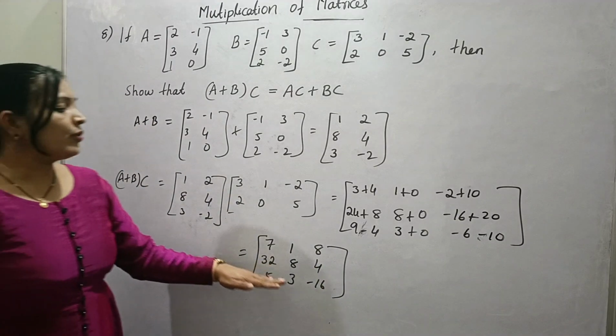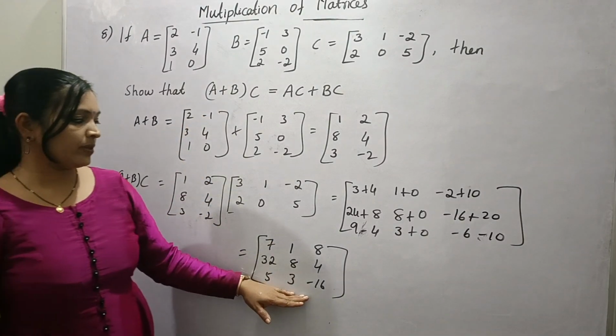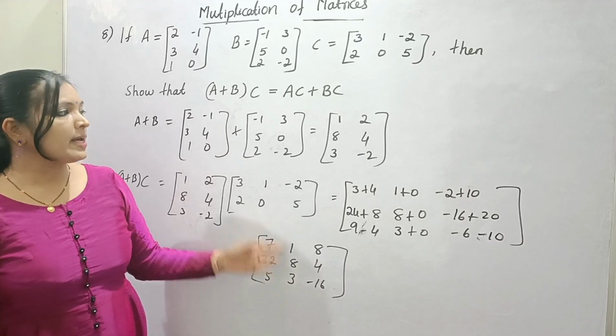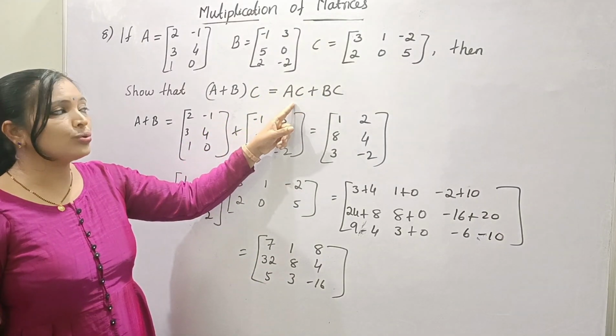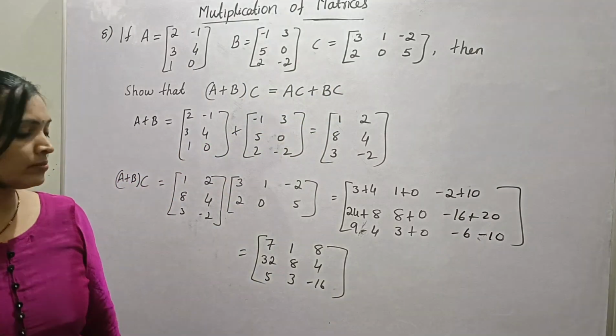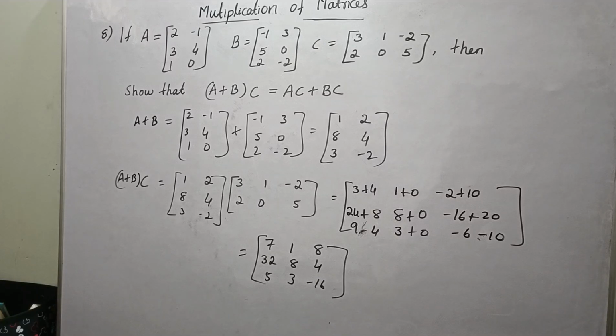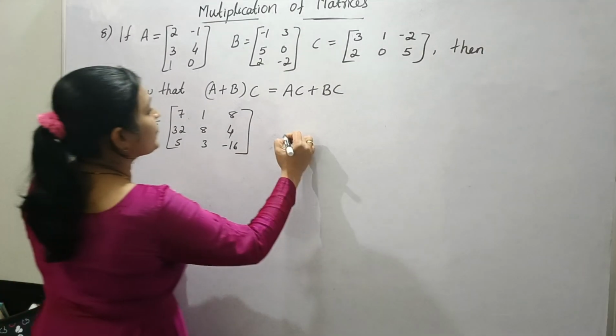So, we have found our LHS part, right? That is A plus B into C. We have got LHS part. Next, let us find RHS. For that, we need to find AC and BC. Now, we need to find AC.